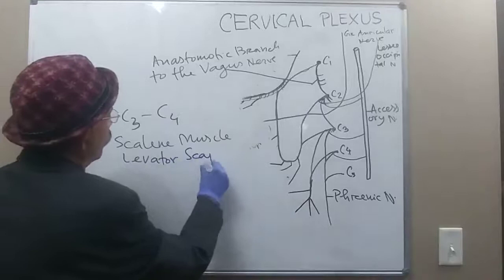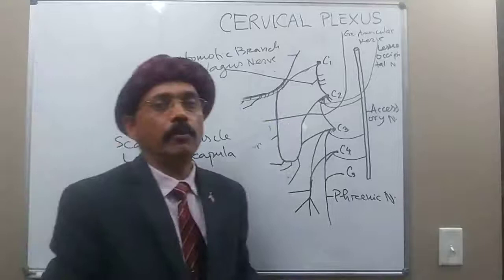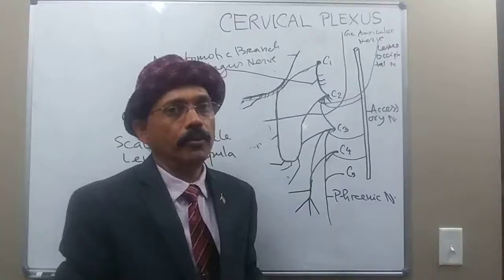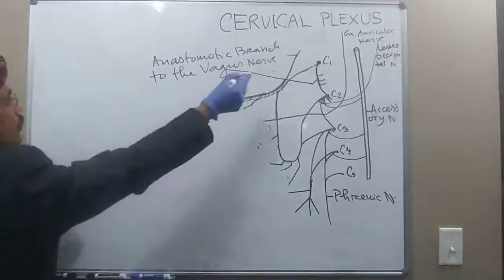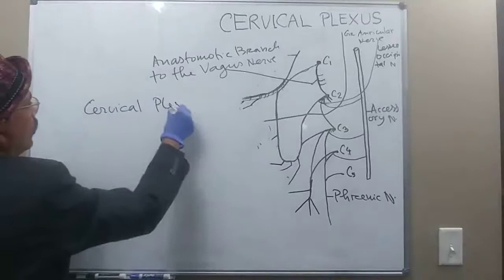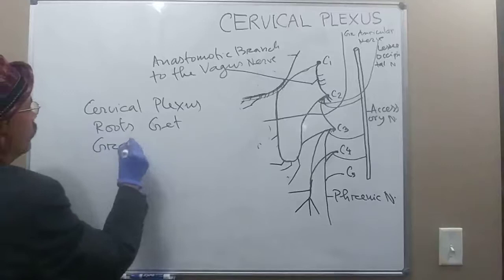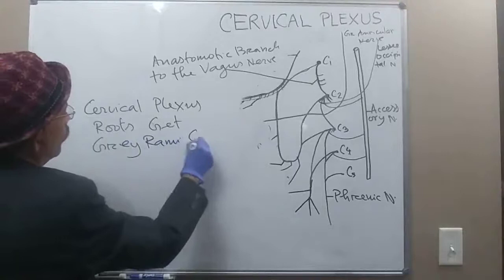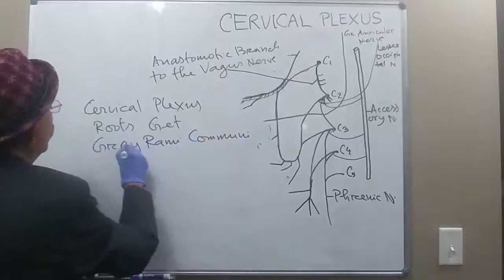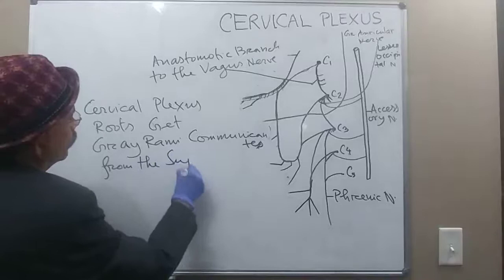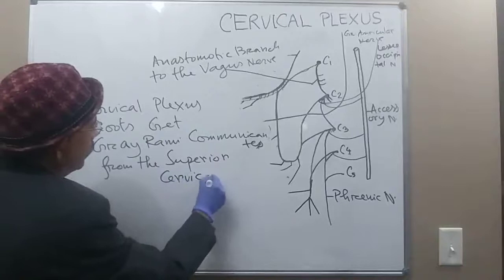Okay. It is a somatic nerve plexus, but it also gets gray rami communicantes from the superior cervical sympathetic ganglion. So these cervical plexus roots get gray rami communicantes from the superior cervical sympathetic ganglion.